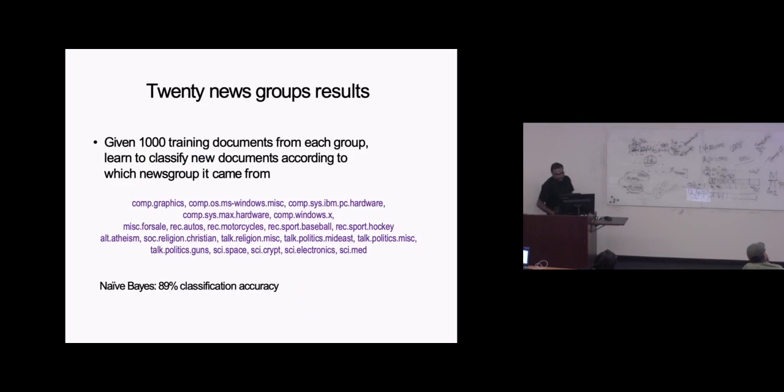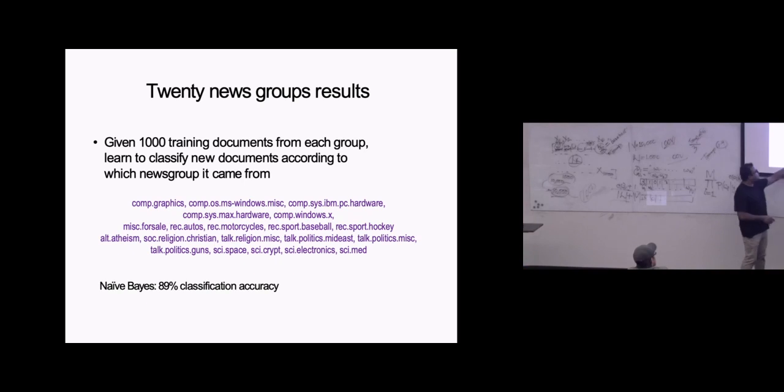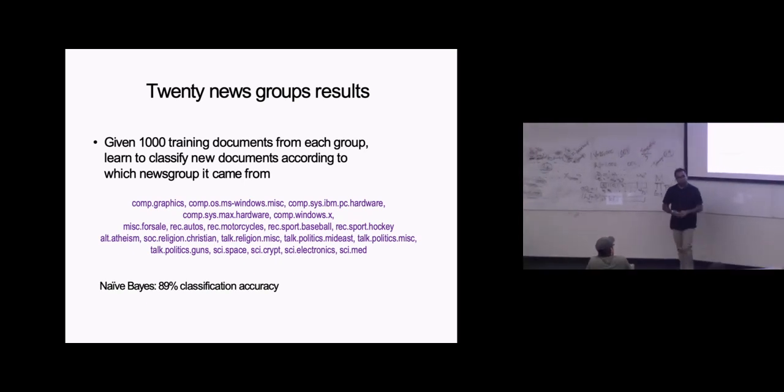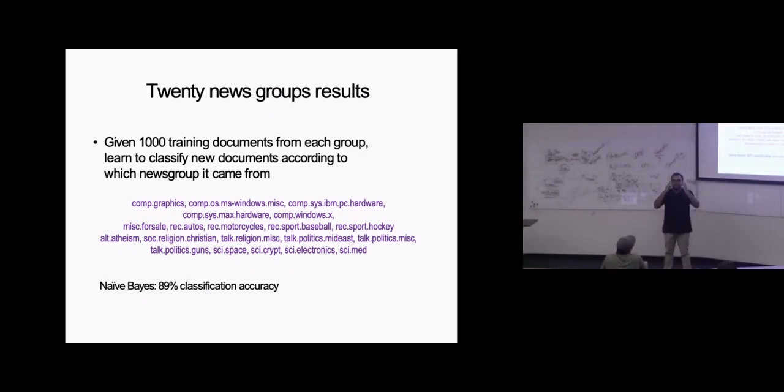Okay? So, for example, there is a famous classic dataset called the 20 newsgroups dataset. It basically has 20 different newsgroups belonging to topics such as graphics, hardware, autos, motorcycles, and all that. And if you try to classify using bag of words, it looks like it achieves 89% accuracy. Pretty impressive, right?